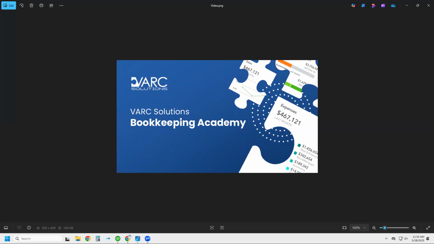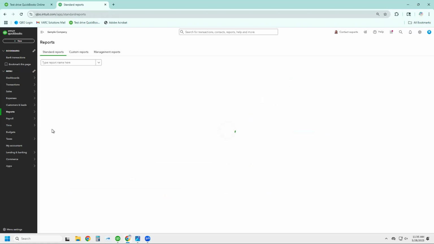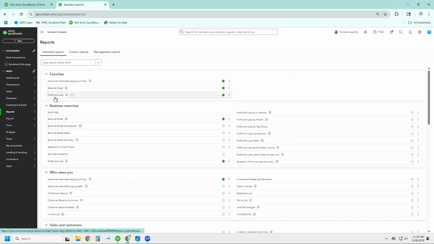Perfect. All right. Today, we are going to go over some reporting red flags in your profit and loss, otherwise sometimes known as the income statement, and the balance sheet. I am going to start out in QBO, and getting to these reports is extremely easy. Over to the left, reports, standard report. Your profit and loss and balance sheet should be a favorite, but if not, you can always search for them below.